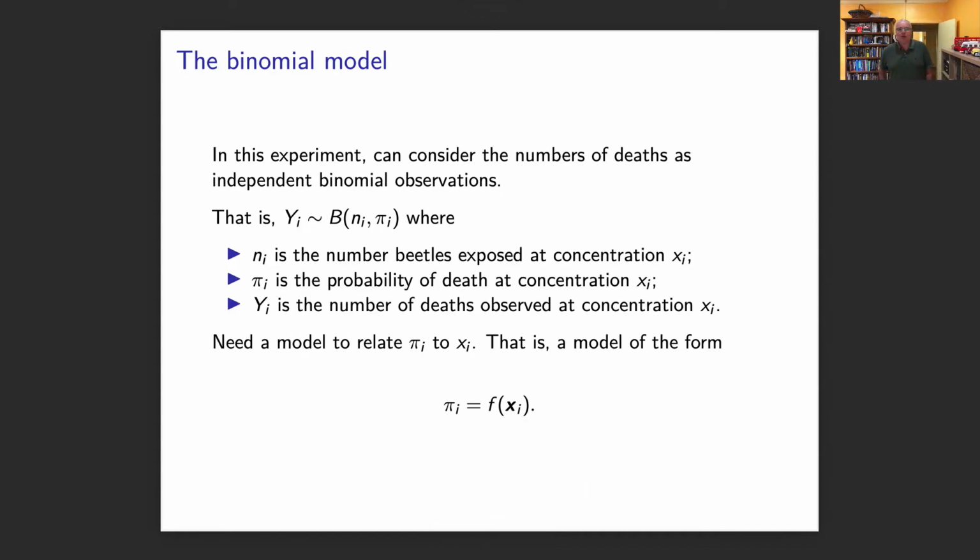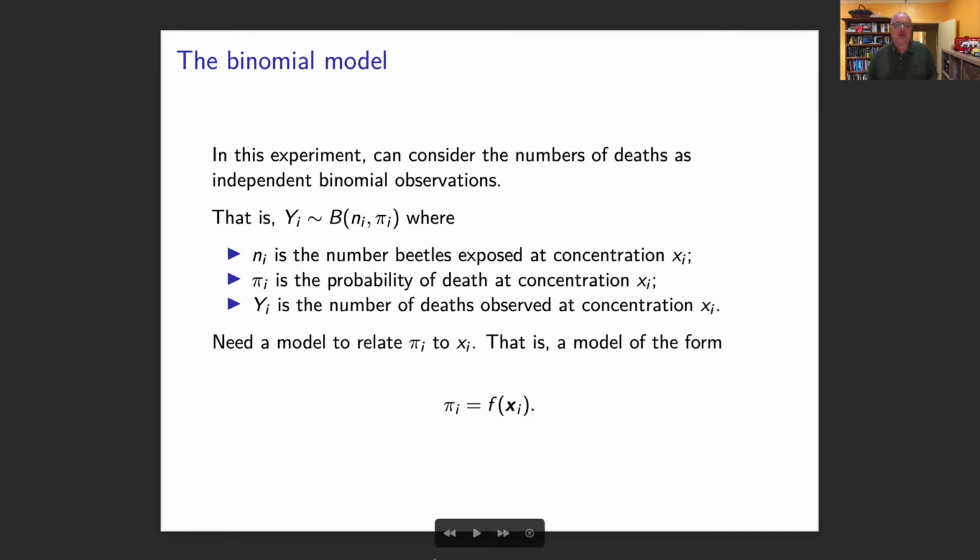Well, in the previous example we have a fixed number of trials. Each beetle is independent. We've got success or failure. So you should recognize this as a binomial model. If you don't, quickly go back to probability and stats and recap it, or get onto Wiki and check it.